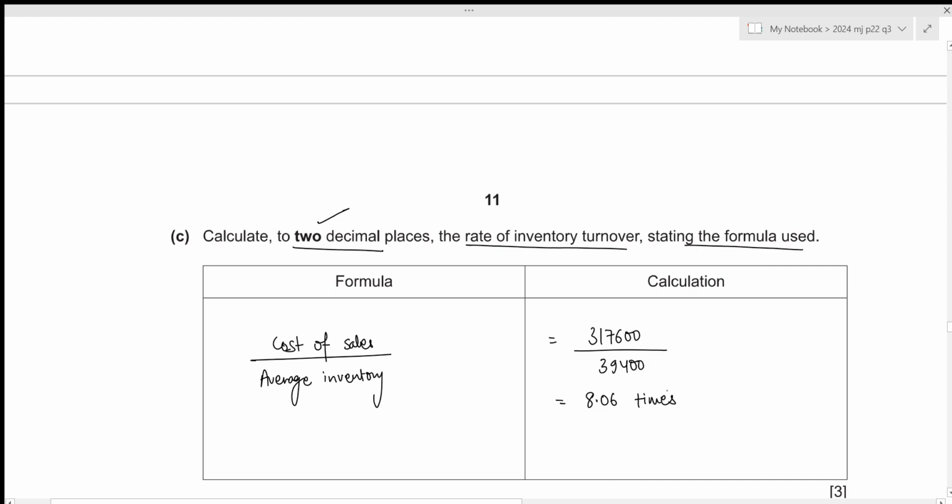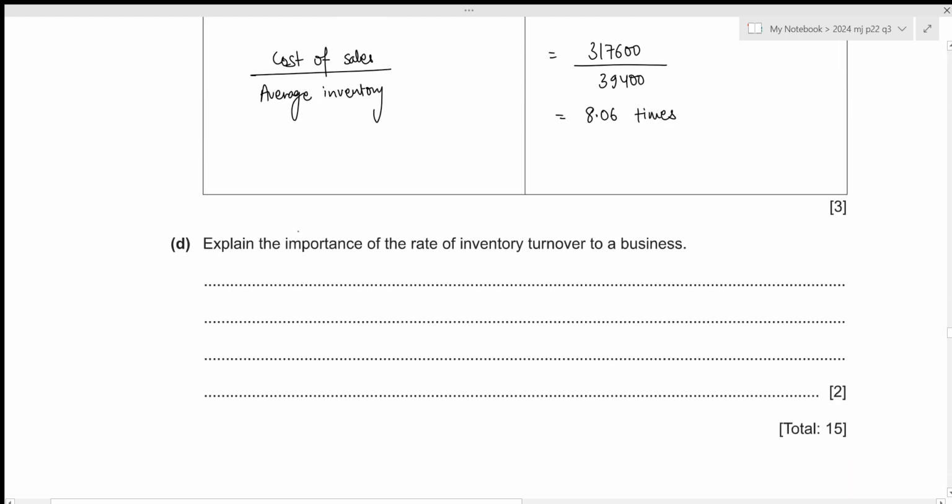That is all for the third part. Let's move towards the next one. We now need to explain the importance of the rate of inventory turnover to a business. So the rate of inventory turnover is a measure of efficiency of how well the business manages the inventory. Let's write it down. It is a measure of efficiency of how well the business manages the inventory.